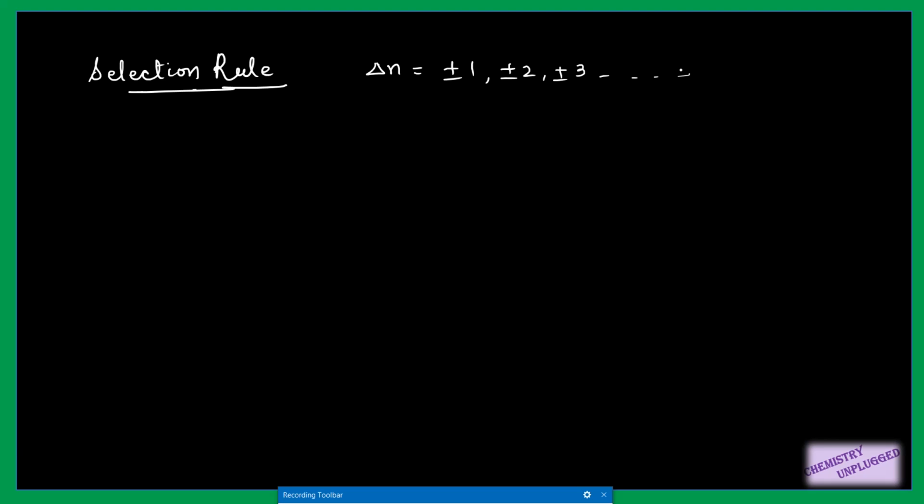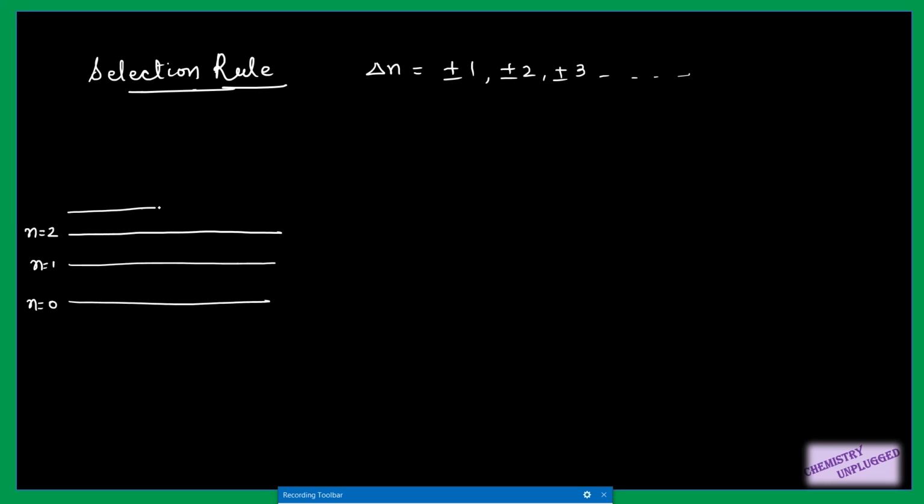Then next is the selection rule. For a harmonic oscillator we have seen the selection rule is plus minus 1, but for an anharmonic oscillator, or for real bonds, the selection rule is plus minus 1, plus minus 2, plus minus 3 and so on. Suppose this is n equals 0, this is n equals 1, this gap will decrease, and this is n equals 2. These are the vibrational energy levels.